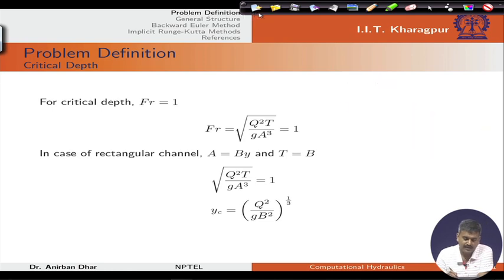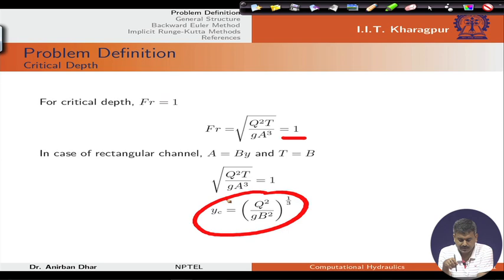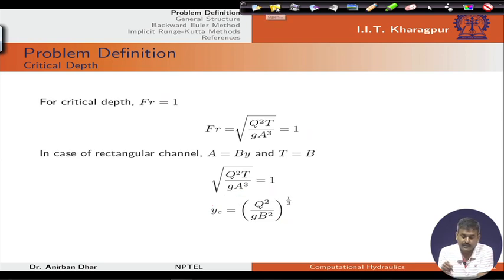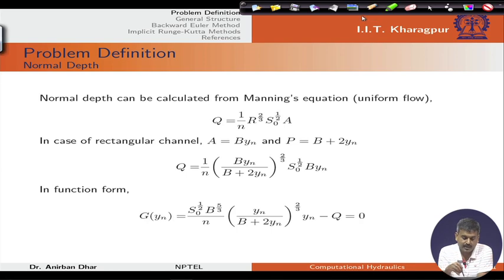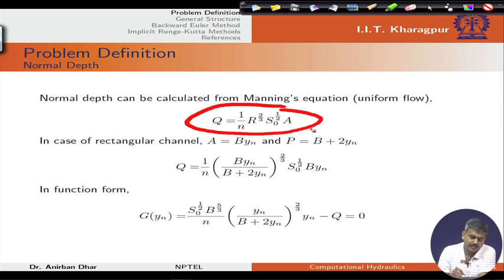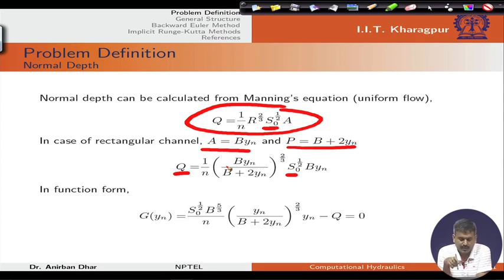So, for the first case, if Fr equals 1, then Q square T by g A cube is 1, and from there we can get yc, which is (q square by g)^(1/3), or (Q square by g B square)^(1/3). Now, for rectangular channels, if we need the normal depth, we can use Manning's equation. Please remember that we are using S naught, and for the rectangular channel case, if we represent yn as the normal depth, this is area and this is perimeter. Now, for a given discharge, slope, and n value, we can find a unique value of yn.